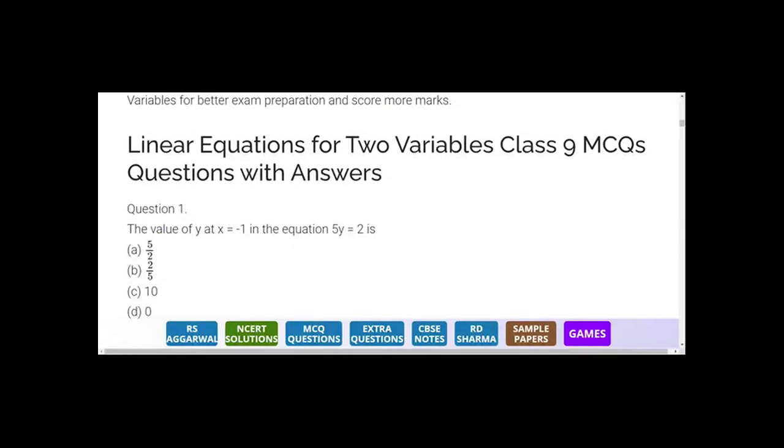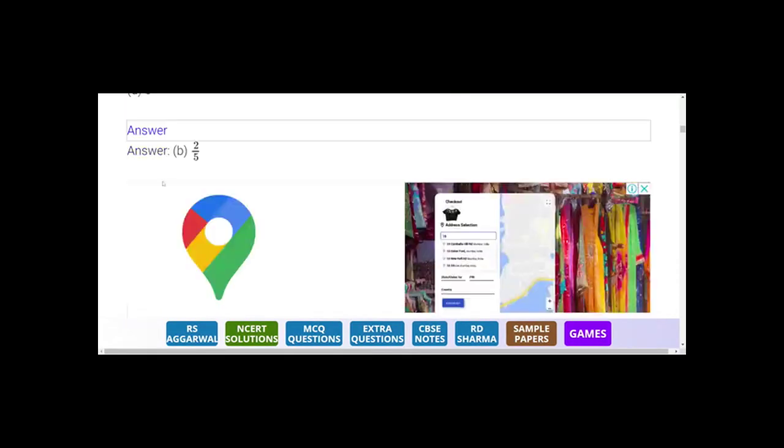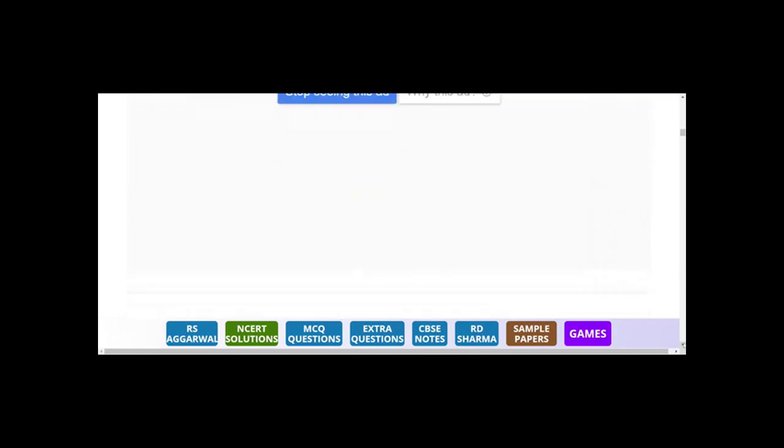Aishwarya? Aishwarya, Akash has come now. Okay. Good evening, Akash. Now Aishwarya, answer is B option. B. Correct. So many advertisements will come here.